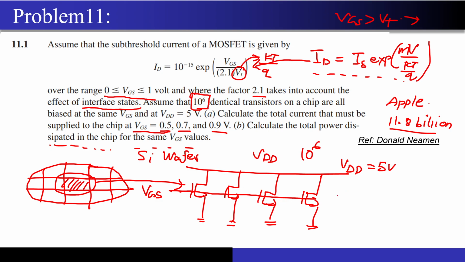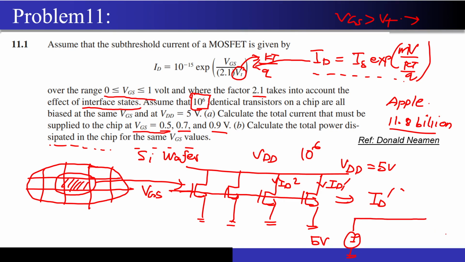Now how to calculate the power dissipation of the circuit? See, I have an ID1 dash, let's say this is ID2 dash. So if I just sum up all the currents, let's say this is ID dash, and if this much current is flowing through my supply, and I have a voltage source of 5 volts.